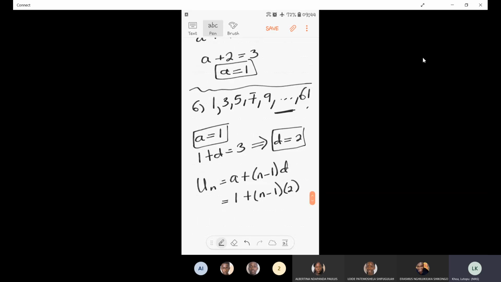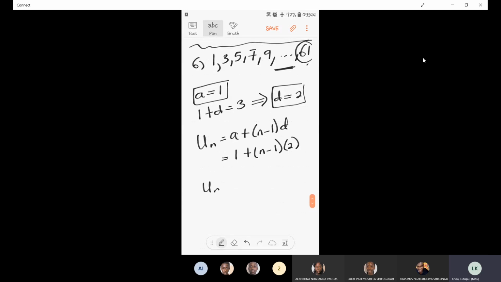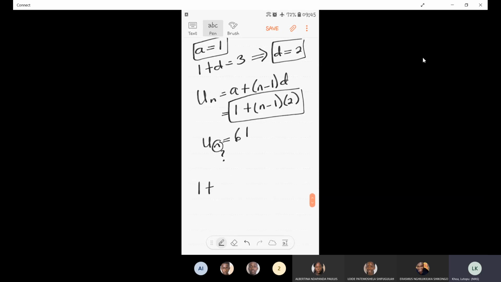Now we know what the nth term is. It is 61, and we want to work out what the value of n is. Because if we know what the value of n is, that will tell us what term number it is. So what we do is we will say Un is equal to 61, and this n is the one that we are looking for. But I know that Un is equal to all of this. So I have 1 plus 2 times n minus 1. This is equal to 61.